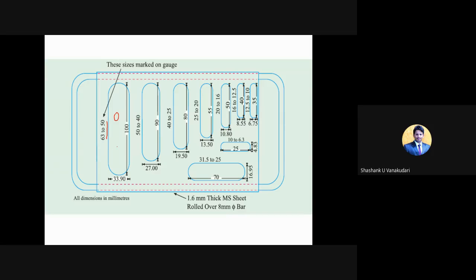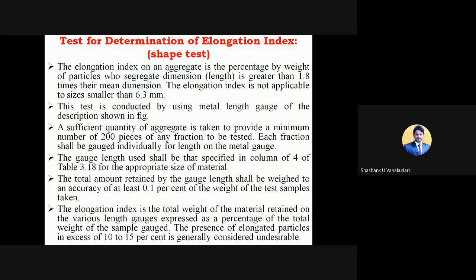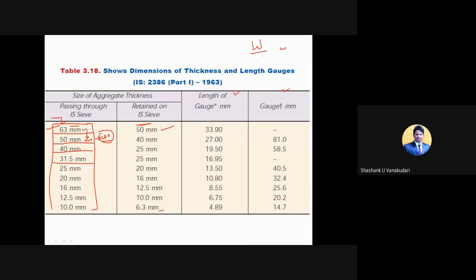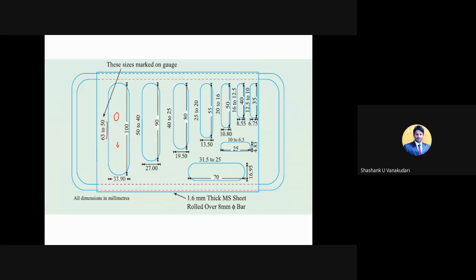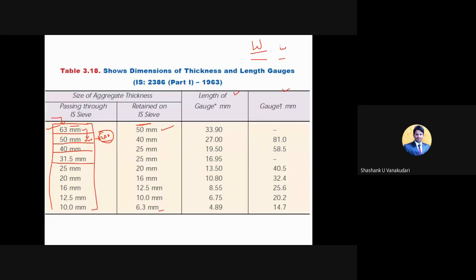So here some aggregates will get passed and some aggregates will get retained. Out of 200 particles, think that around 20 particles will pass and 180 particles will get retained. Clear? Those 20 particles' weight again you need to consider as small w. So capital W's weight you have noted down here, that is the total 200 particles weight. And small w is, these 200 particles you are going to pass in this hole, and some aggregate will get passed and some aggregate will get retained. That passing material's weight will be small w.